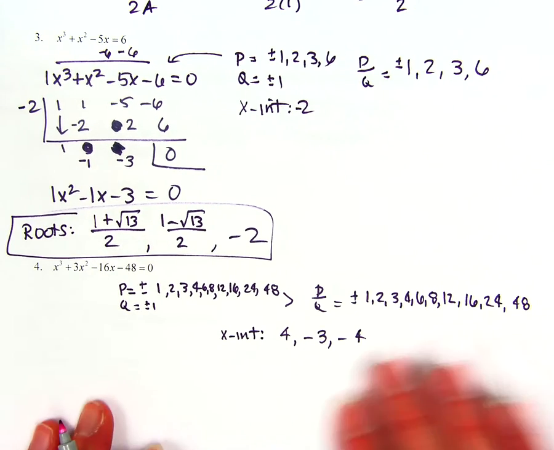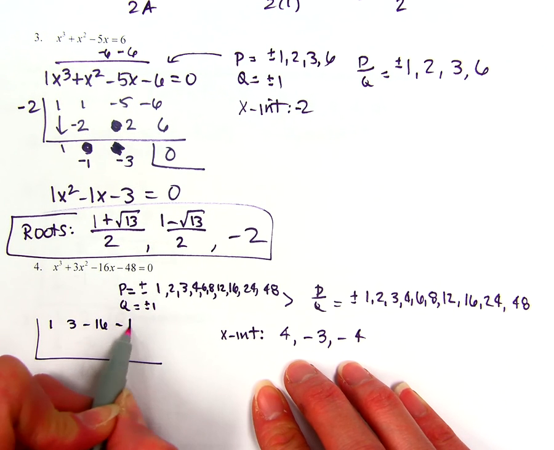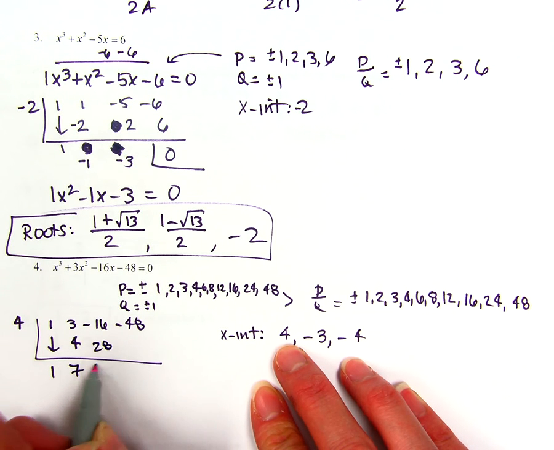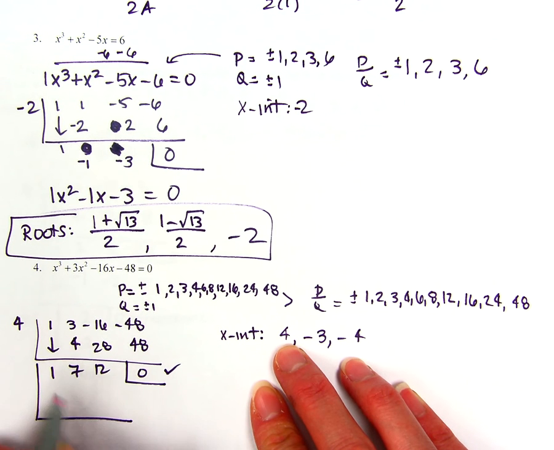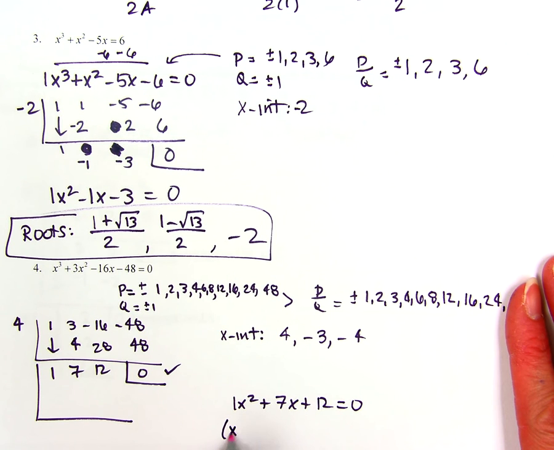All right, and even though we found our answers, you have to just prove it with our synthetic division. Okay, so I'm going to start with 4. Doesn't matter which one you start with first. So I got a 0 as a remainder, so that's good. And I have 1, 7, and 12. If I don't want to keep going with synthetic division, I could just say that this is 1x squared plus 7x plus 12. And then I could factor what multiplies to 12 that adds to 7.